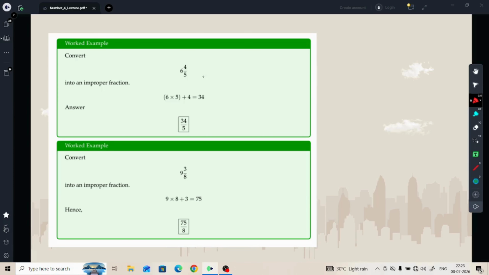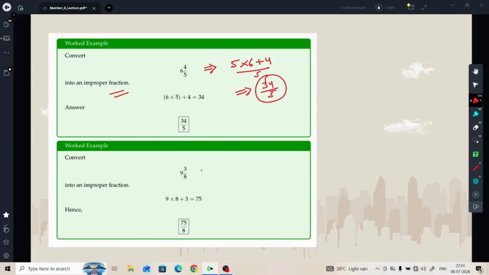Then convert 6 4 by 5 into an improper fraction. Again, the things will be very simple for us. We can write it like this: 5 times 6 plus 4 divided by 5. That means 5 times 6 is 30, 30 plus 4 is 34 by 5. So that's basically our improper fraction.